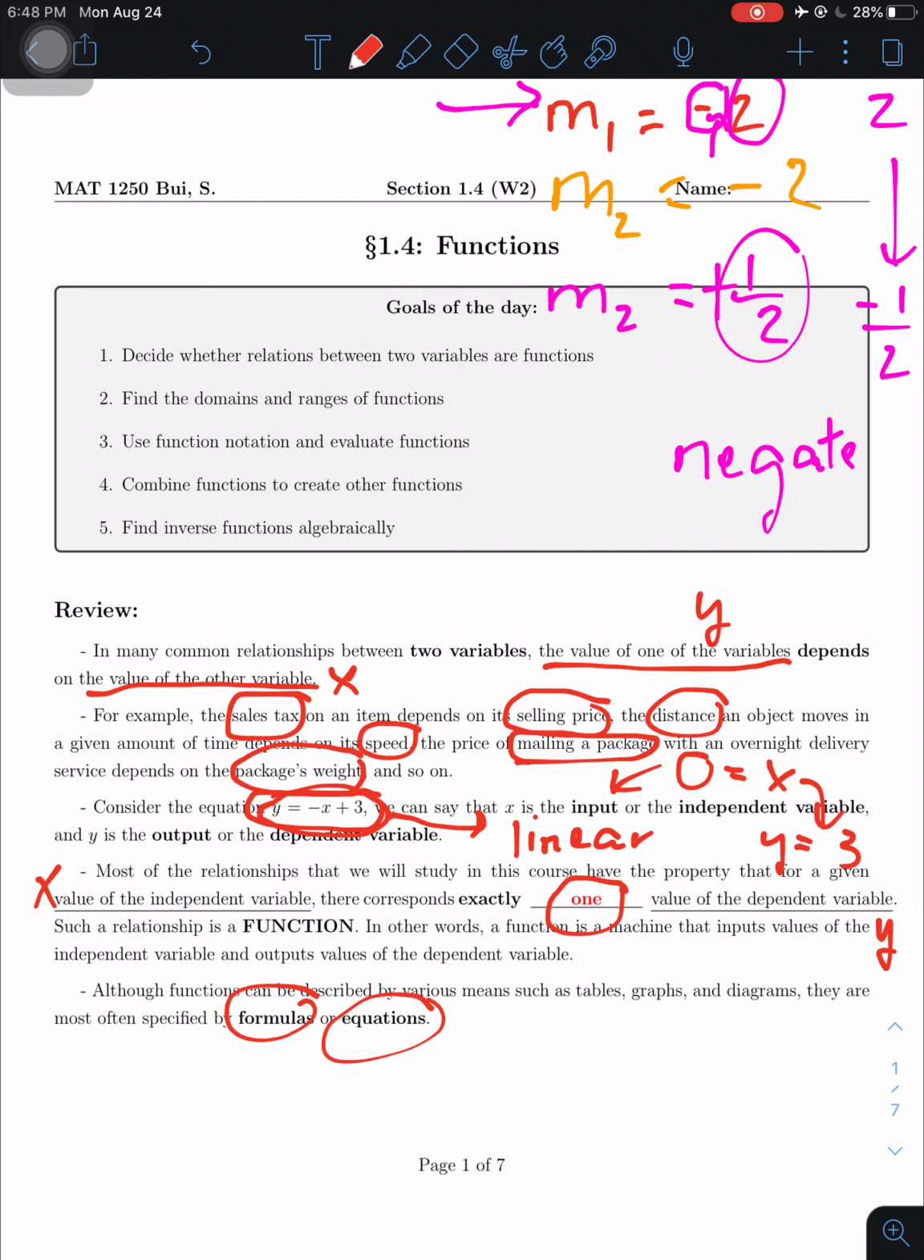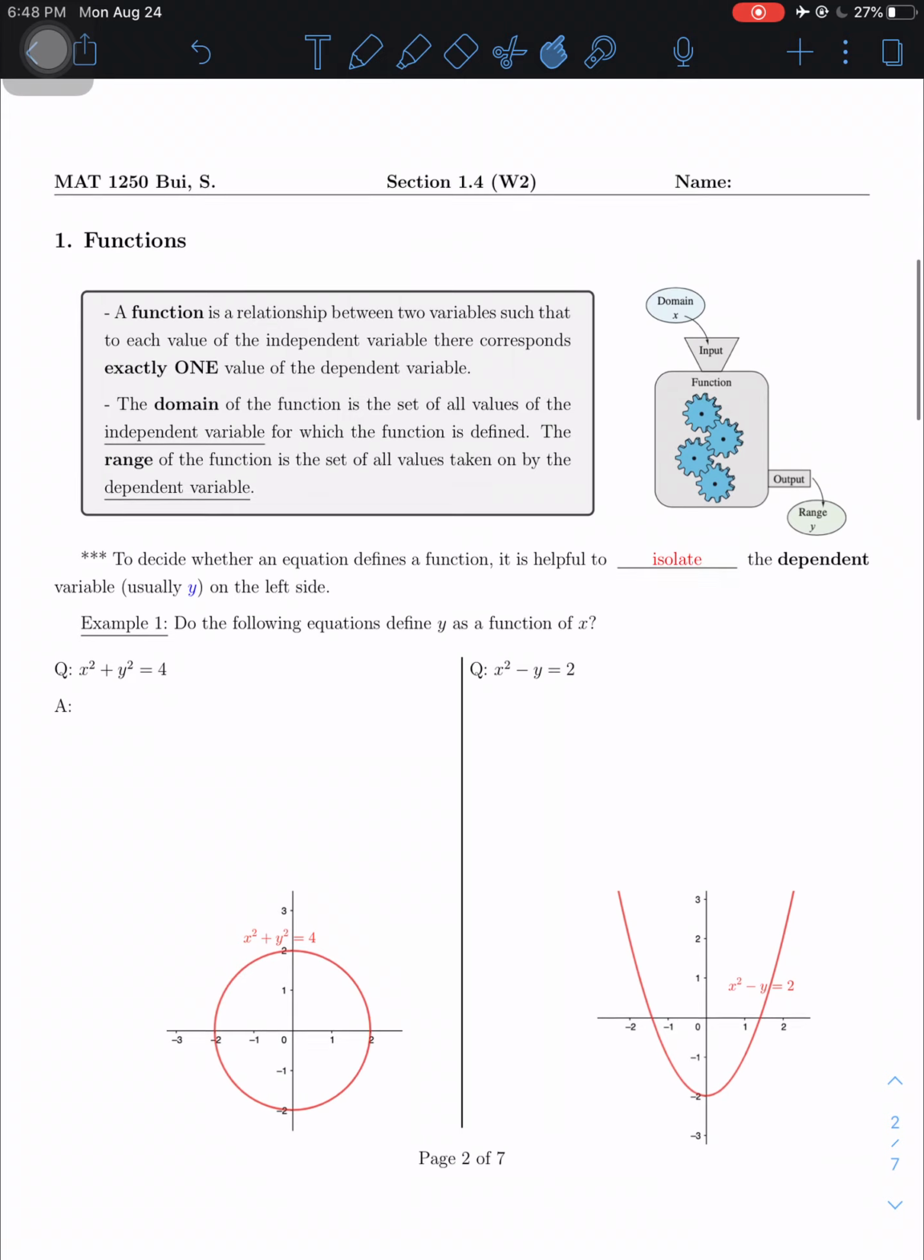We have the slope formula. We also have the point slope formula. We have the slope intercept formula, and so many more. Okay. All right, let's talk about the first objective today.